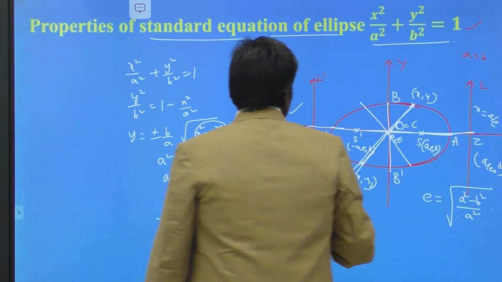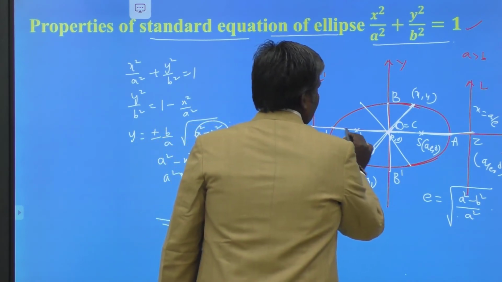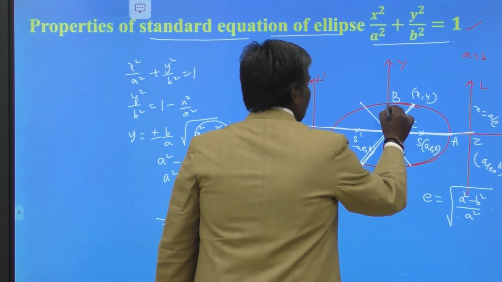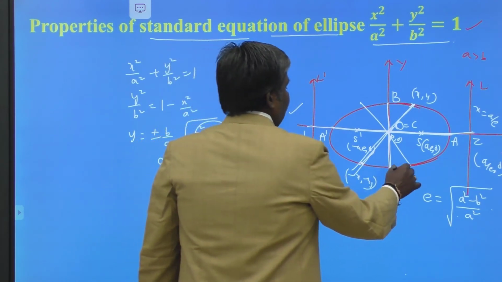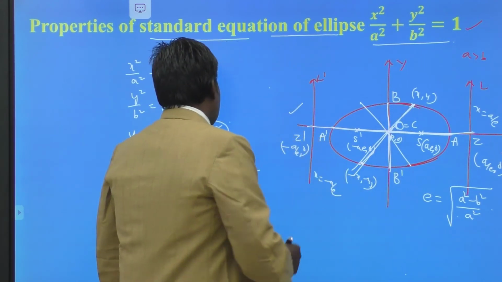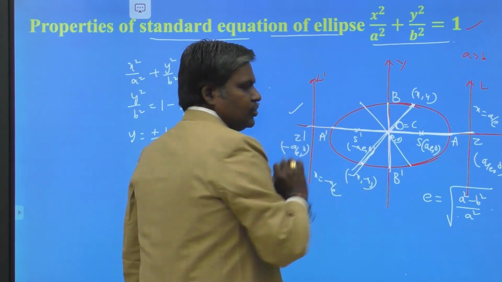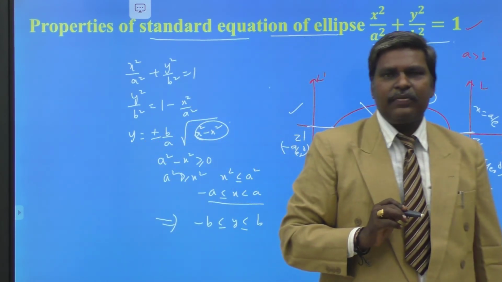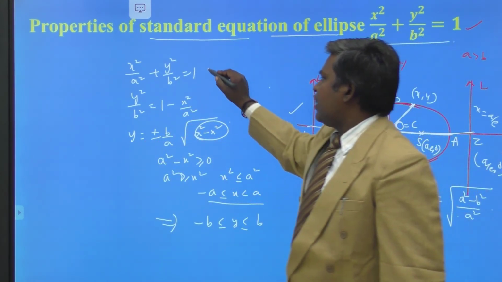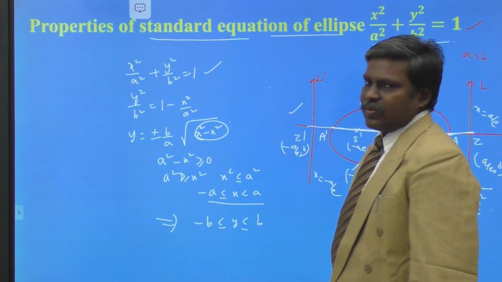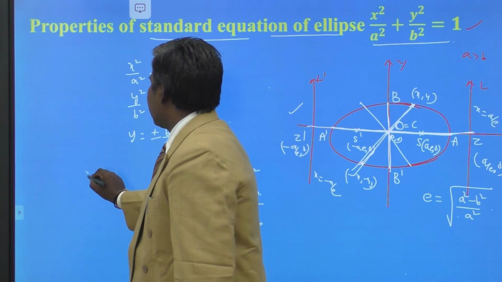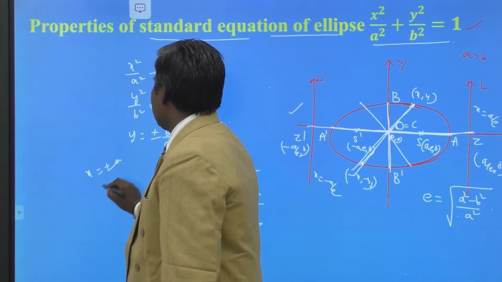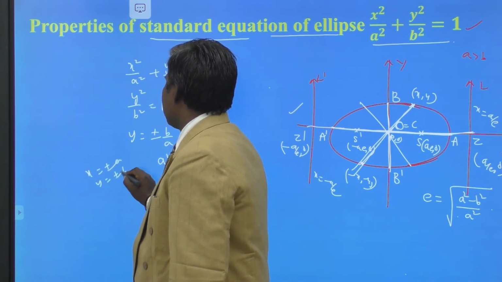Your x values are moving from minus a comma 0 to a comma 0. Y values are moving from where to where? From 0 comma minus b to 0 comma b. Therefore, the curve is closed. X square by a square plus y square by b square equal to 1 is a closed curve bounded by the four lines x equal to plus or minus a and y is equal to plus or minus b.